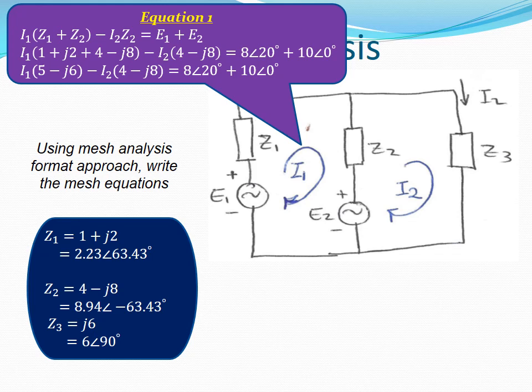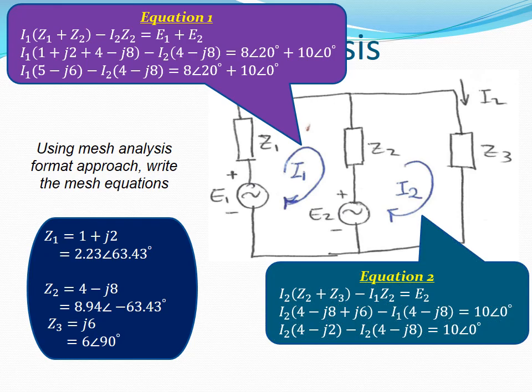Therefore, the only mutual term is minus I2 Z2. The voltage sources in the loop are E1 and E2. Therefore, the right-hand side is equal to E1 plus E2. After substituting values for Z1, Z2, E1, and E2, the equation works out as shown.